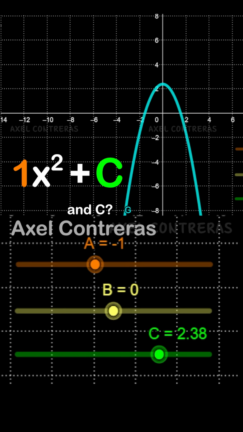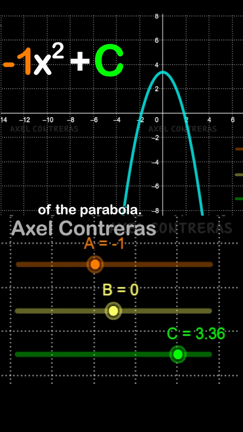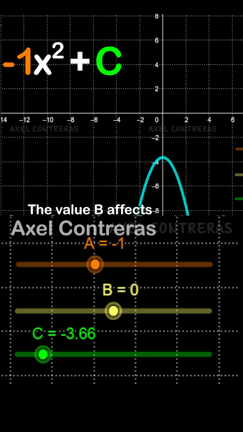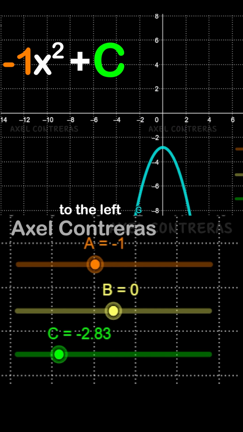But what about b and c? Both also affect the shape of the parabola. The value c tells us the exact point where the parabola crosses the y-axis. The value b affects how the curve tilts, shifting it to the left or right.